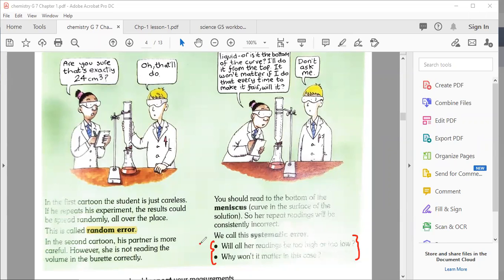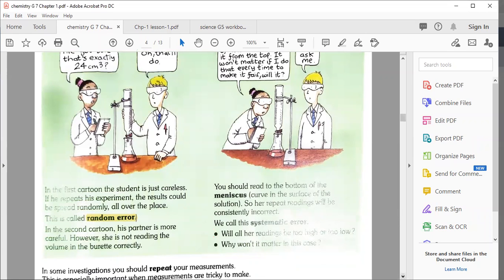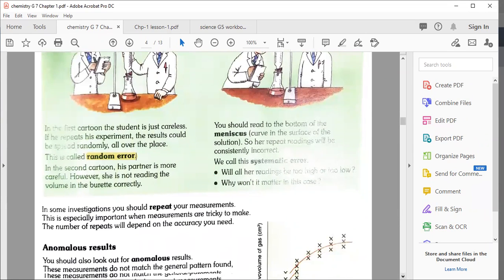That is question number 1. And second question, why would it not match in this case? These are your two assignment questions that you need to solve by yourself. After error, we have to move next.